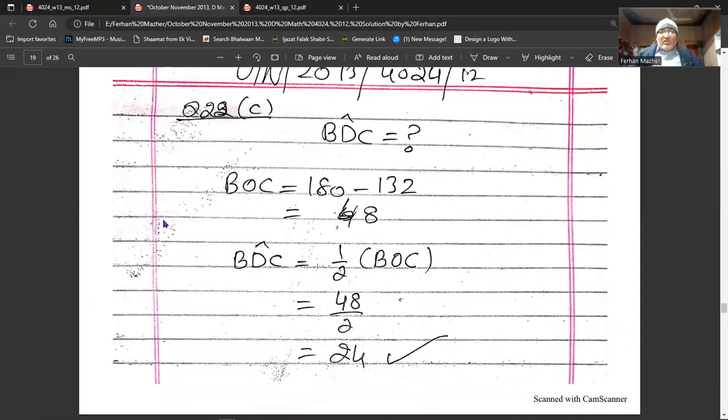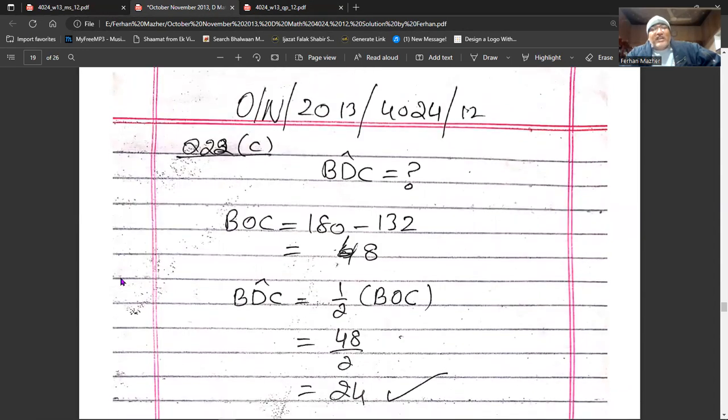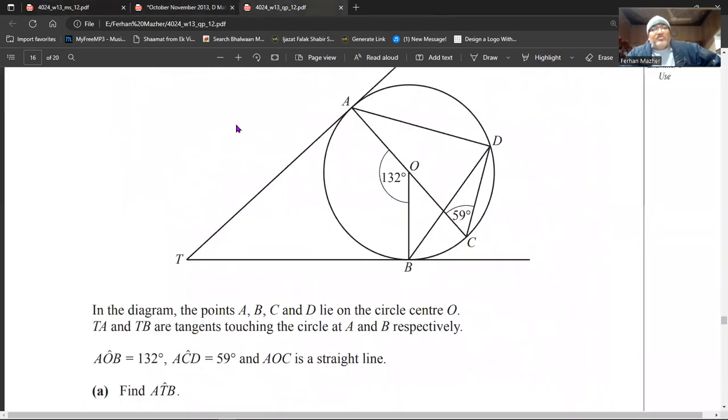He says BDC is the question. The angle BOC, on that straight line, will be 180 minus 132. I hope you have a hard copy of that paper in front of you. So 180 minus 132 will be 48. So the angle BOC will be 48, and the angle BDC will be half of the angle BOC. The reason is the angle at the center is 2 times the angle at the circumference. So 48 divided by 2 is 24. So 24 is the right answer. The solution is showing up on your screen. Question number 22, C part.